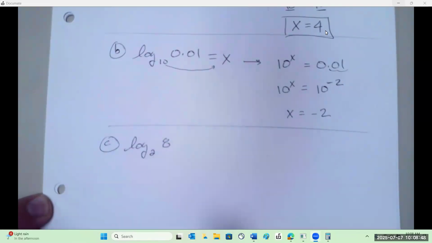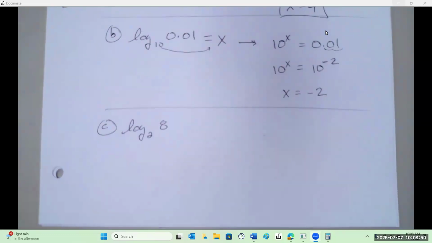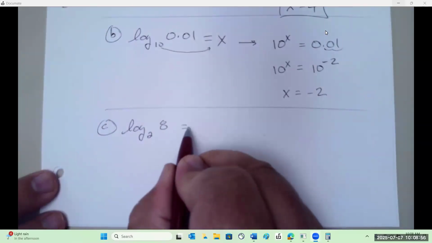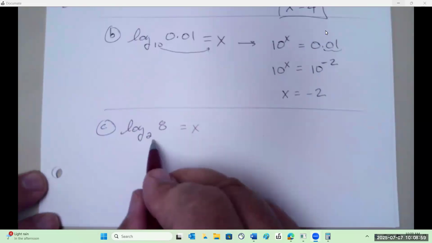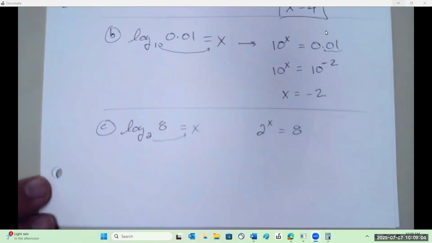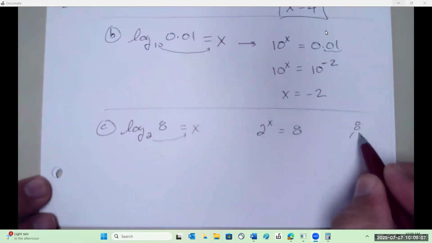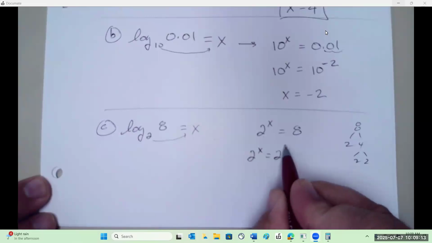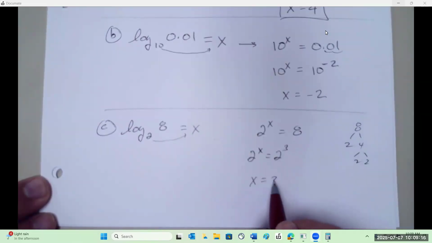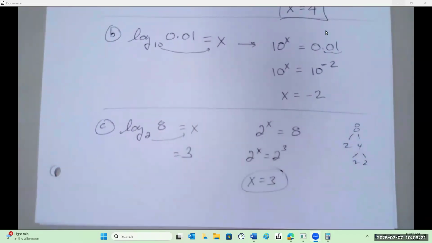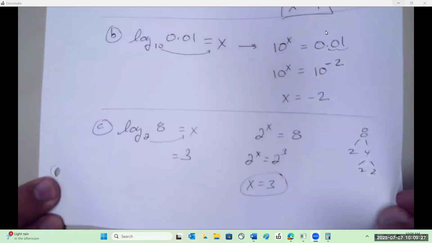Log base 2 of 8. What does that equal? So first thing we do, set this equal to x, convert it. We have 2 to the power x is equal to 8. 8 is 2 times 4, 2 times 2. So 8 is 2 to the third. So x is equal to 3. So this equals 3. Follow along so far? Let's do a couple more.